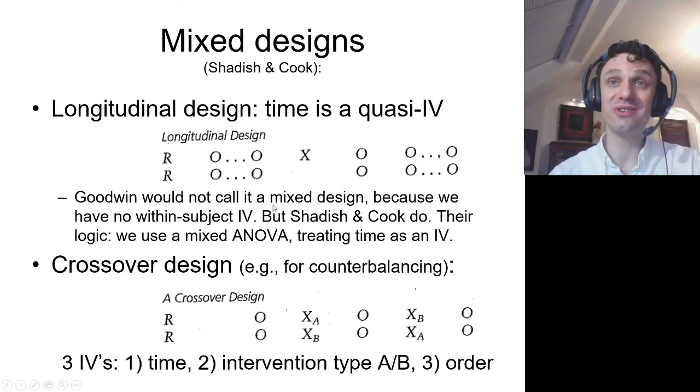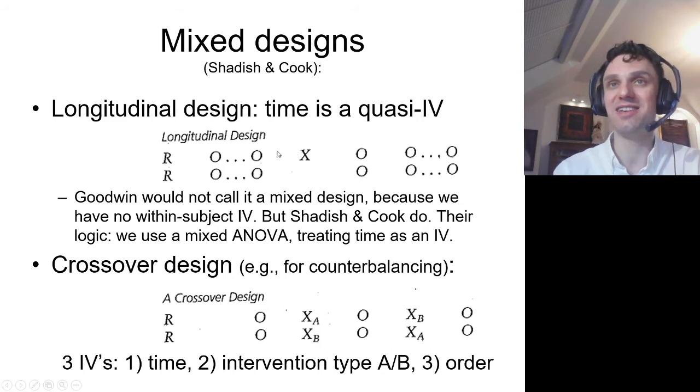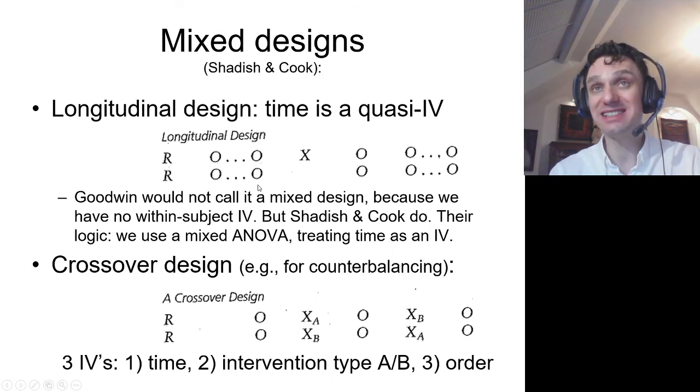But Shadish and Cook, they say, actually time is also an independent variable, even though we don't manipulate it. We can say that the difference between pretest and post-test is also potentially an independent variable, the time that changes something in the variance of my DV. So here we can treat time as another independent variable, and this will be a mixed design.